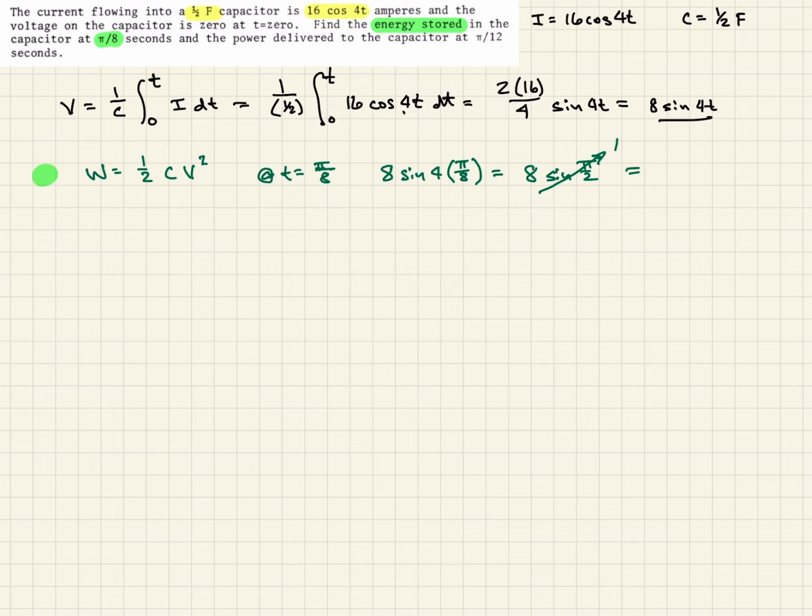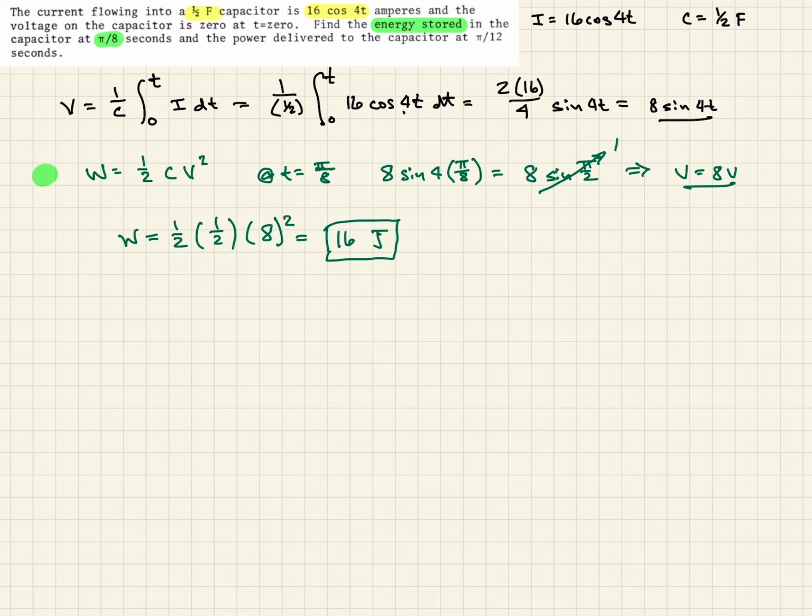So this means that our voltage is equal to 8 volts at that time. So that being the case, we can come back and say W is equal to 1/2 times the capacitance, which is 1/2, times the voltage, which is 8, squared. And when we calculate that out, we should get 16 joules. So that's the answer to the first part. At pi over 8 seconds, we should have a stored energy of 16 joules in the capacitor.